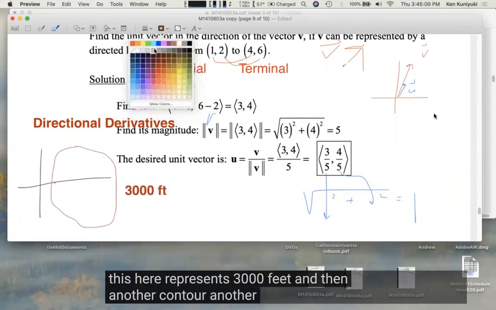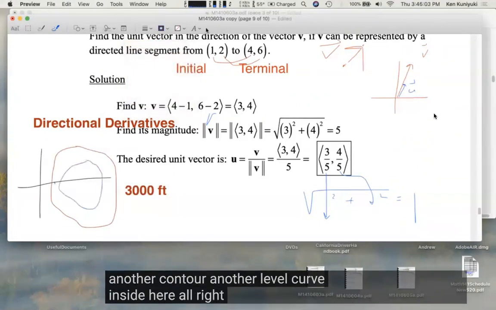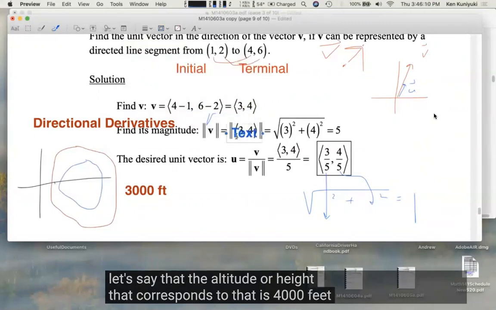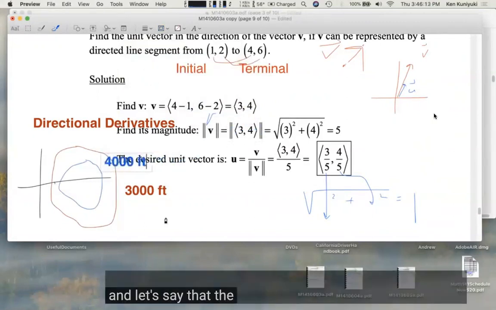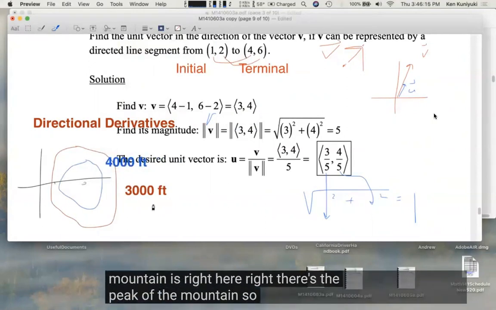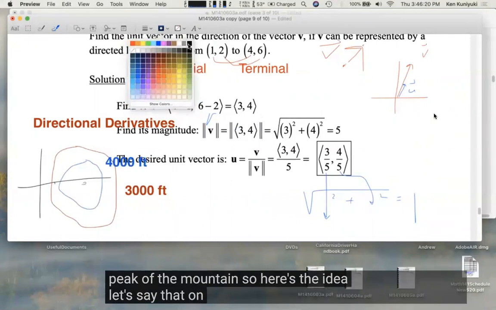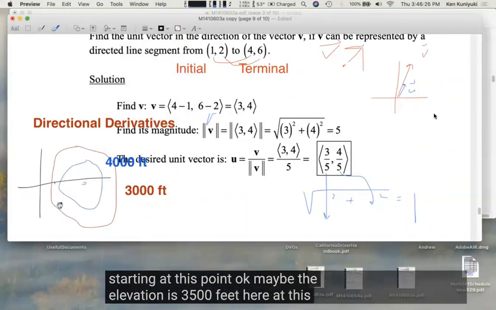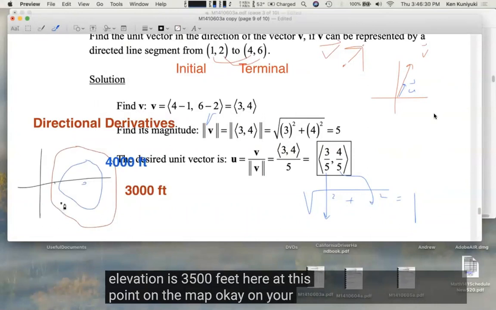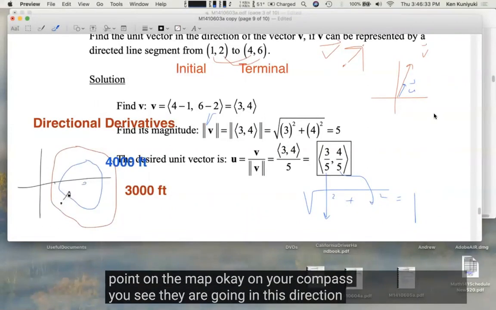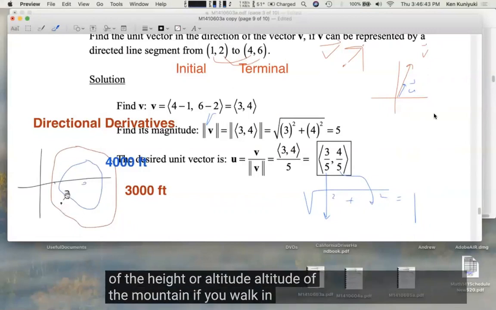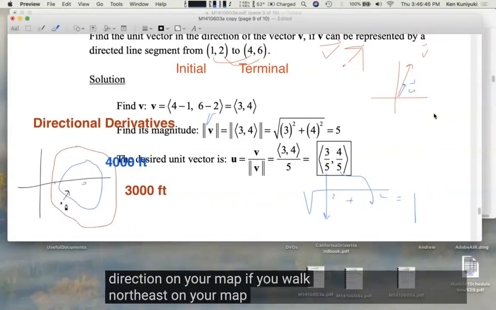Okay. And then another contour, another level curve inside here, right? Let's say that the altitude or height that corresponds to that is 4,000 feet. Let's say that the peak of the mountain is right here, right? There's the peak of the mountain. So here's the idea. Let's say that on your map here, you're starting at this point, okay? Maybe the elevation is 3,500 feet here at this point on the map. Okay, on your compass, you see that you're going in this direction, okay? What is the directional derivative of the height or altitude of the mountain if you walk in this direction on your map, if you walk northeast on your map?